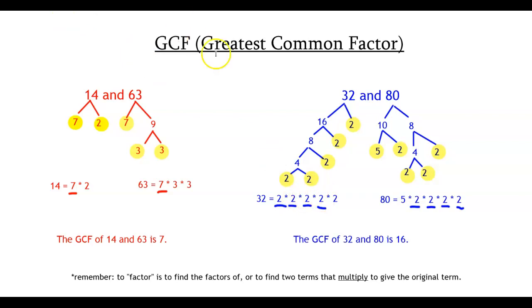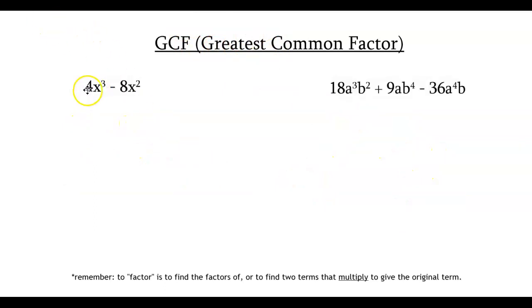Okay, now that this brief review of greatest common factor regarding numbers is over, let's take a look at it looking at polynomials. We're going to do something very, very similar to what we did before. We're just going to find the factors of each of these individual terms. For 4x to the third, I know 4 becomes 2 times 2. But you remember that x to the third means I'm multiplying x by itself 3 times.